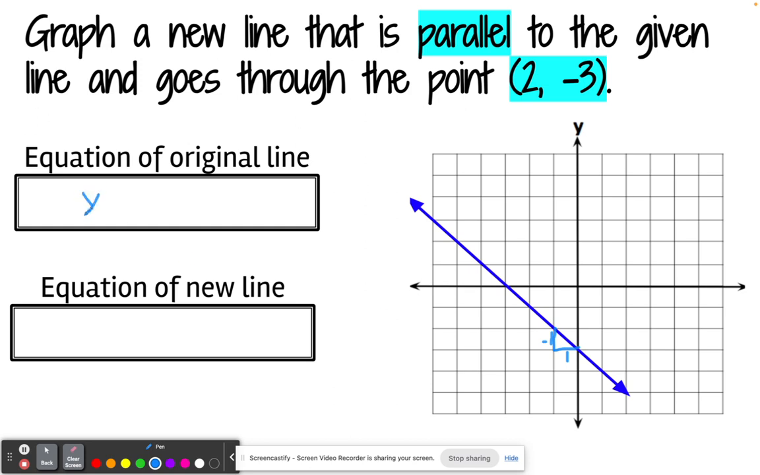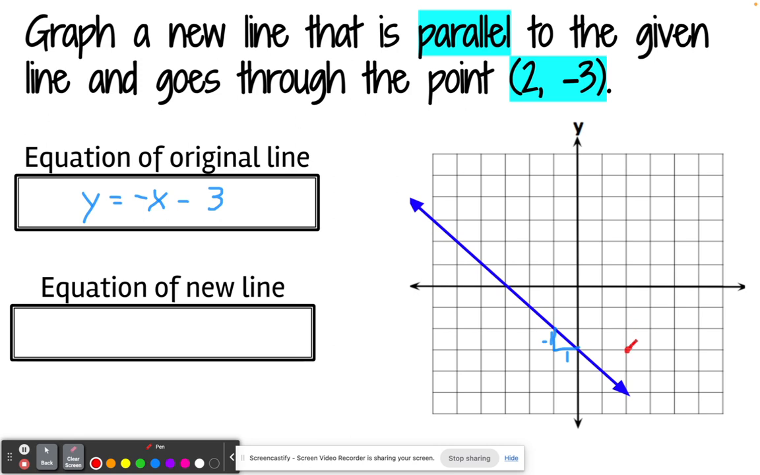So y equals negative x, or negative 1x. You don't have to write the 1 if it's a 1. And my y-intercept is 1, 2, 3, negative 3. But I want my new line to go through point 2, negative 3.